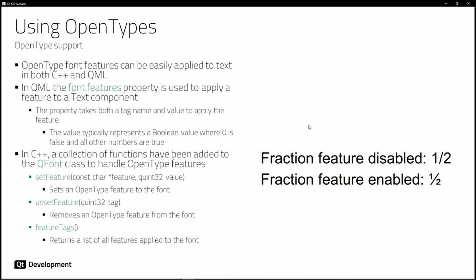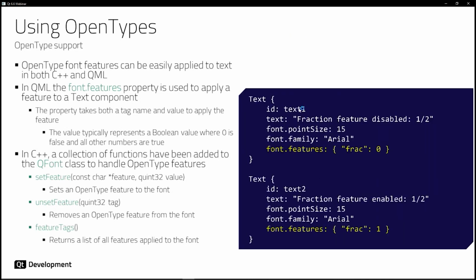In C++, we'll use a collection of functions added to the QFont class to handle these OpenType features, such as setFeature, unsetFeature, and feature tags.